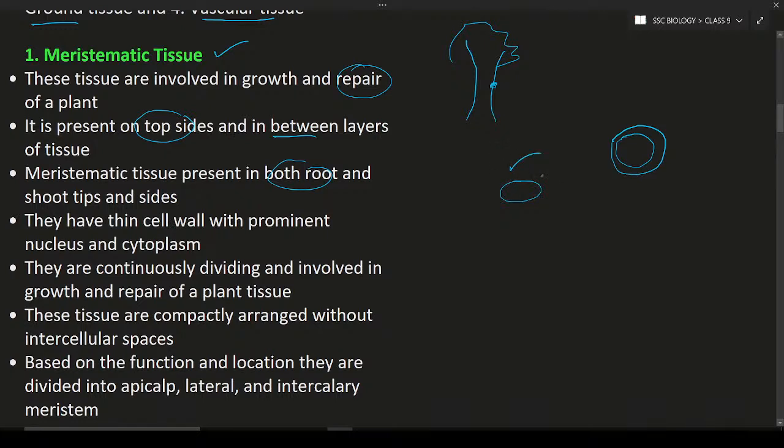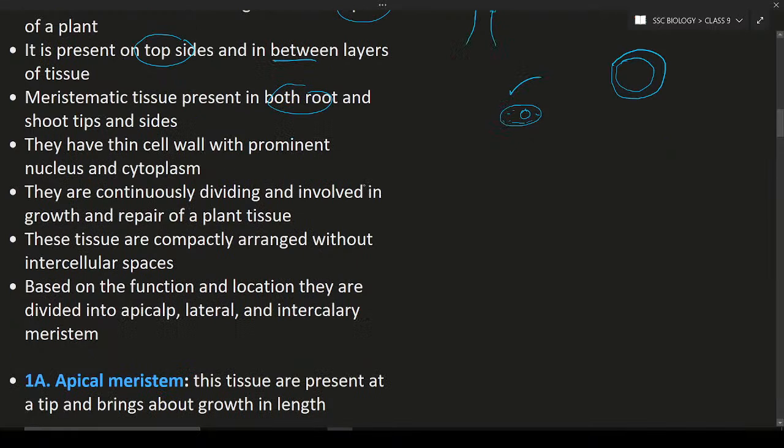Next, they have a prominent nucleus and cytoplasm. The nucleus and also the cytoplasm are clearly visible in the meristematic tissue. They are continuously dividing and involved in the growth and repair of the tissue. Just now we discussed that if there is any damage to the plant tissue in that region, this meristematic tissue is going to be involved in the division and repair of the tissue. So this is about the tissue.